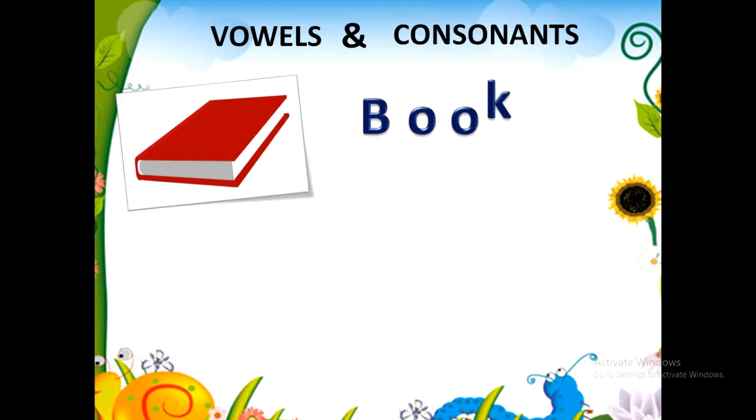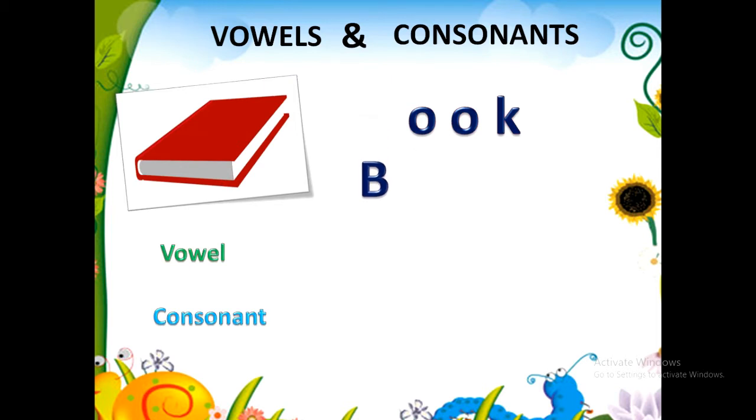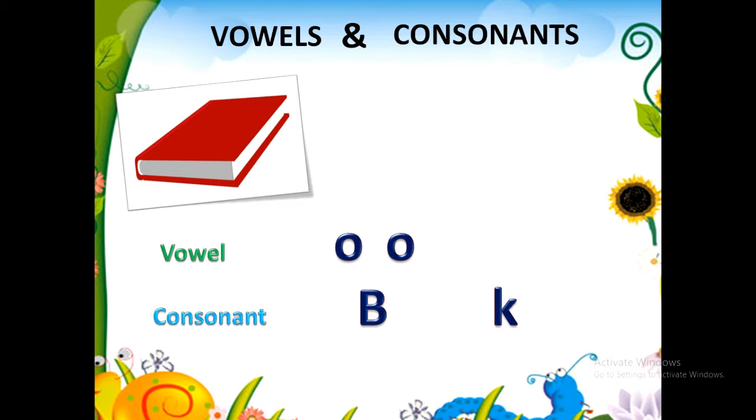Book. B-O-O-K. Book. First letter is B and B is a consonant. Next letter is O. O is a vowel. Third letter is also O. Fourth letter is K and K is a consonant. Here vowel O is used two times. So in this word one vowel O and two consonants B and K are used.